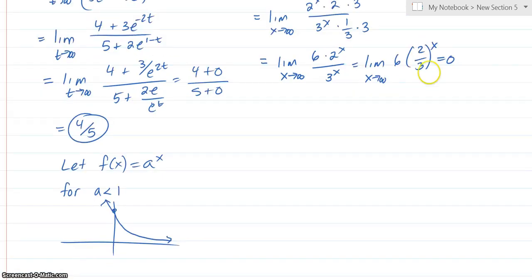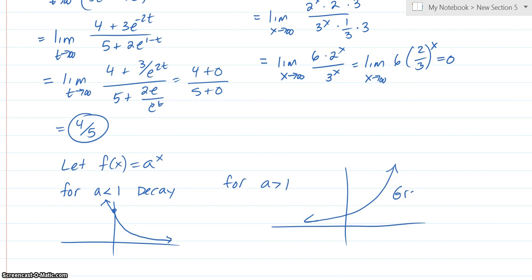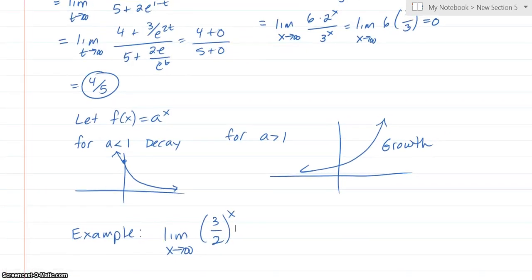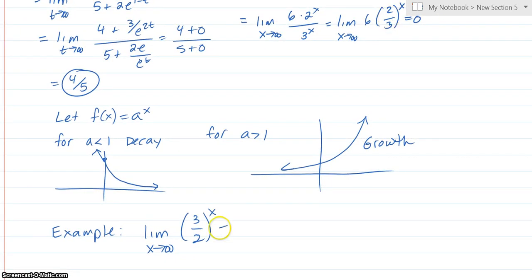Why? Because this is an exponential function, right? Some a to the x. It doesn't matter what the number is. You can call it b times a to the x if you'd rather. And we know that when the a is less than 1, it's decaying. It's a decay function. Yes, for a larger than 1, you would have something like this. It would be a growth. So it depends on that base there. So if you had this example, we would have just switched those. This would have been infinity.